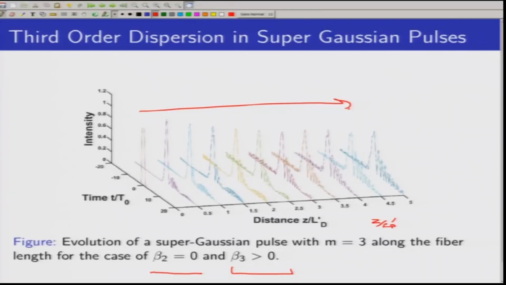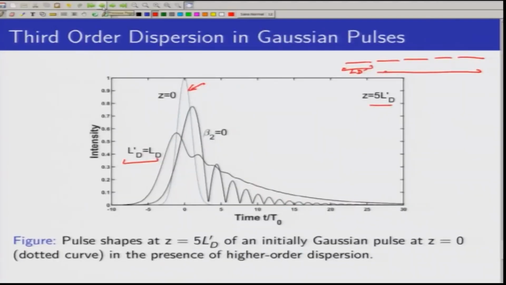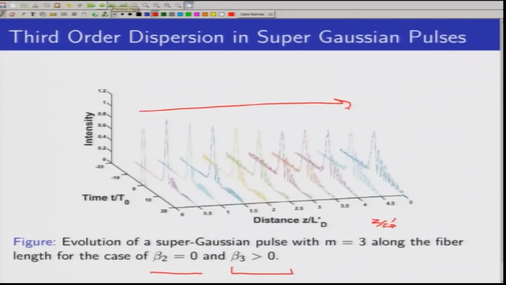We also see some pulse broadening happening as we move along the dispersion length, and there is much more distortion due to the fact that super Gaussian pulses are much steeper than normal Gaussian pulses. So we see a significantly larger distortion as compared to the previous case, and a lot of oscillatory behavior at the trailing edge of the pulse.